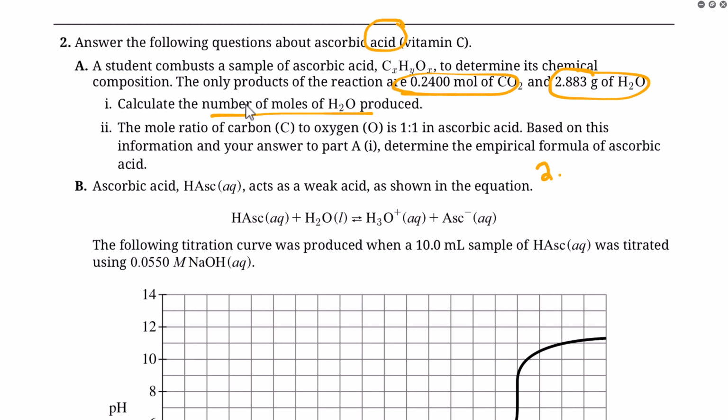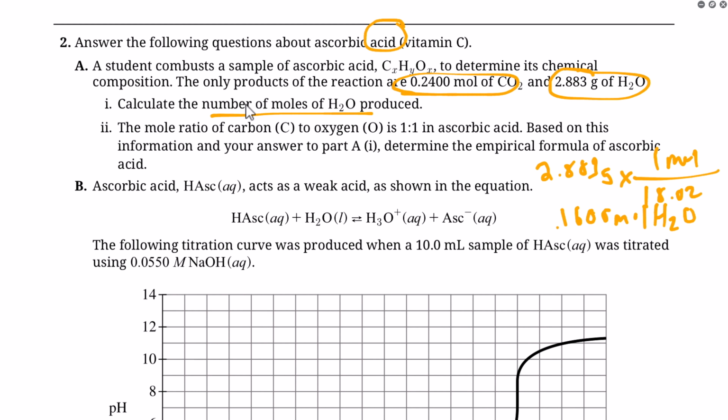So let's take 2.883 grams of H2O, and we're going to use the molar mass, 18.02, and convert that to moles. So let's plug that into our calculator. 2.883 divided by 18.02, and we get 0.159. So we're going to round that actually to 0.1600 moles of H2O.